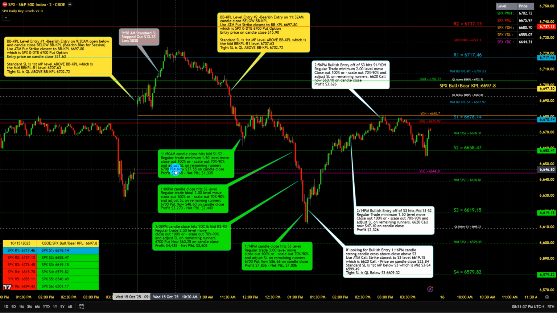Okay, as we said, this 6,700 put is now $37.55 on the close of this candle. The profit on this trade is now $2,165, but remember we had an $830 loss here, so now our net P&L is $1,335. Remember, these are based on one contract. So if you were trading multiple contracts, then you would just multiply that by however many contracts you're trading.